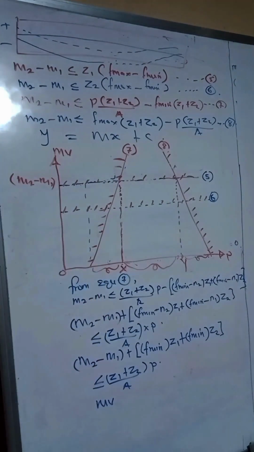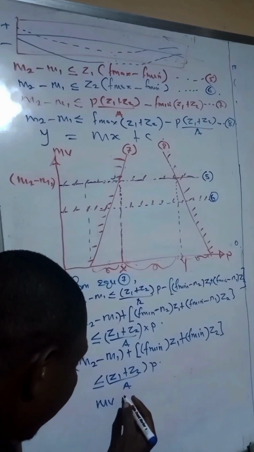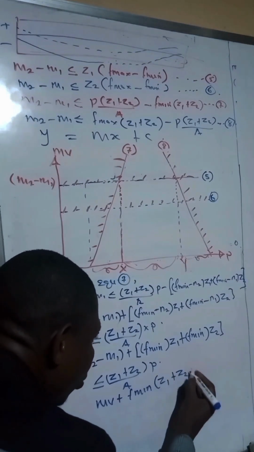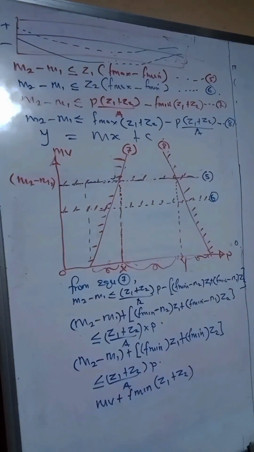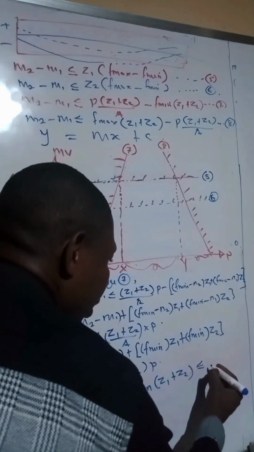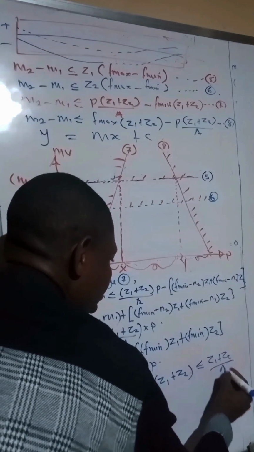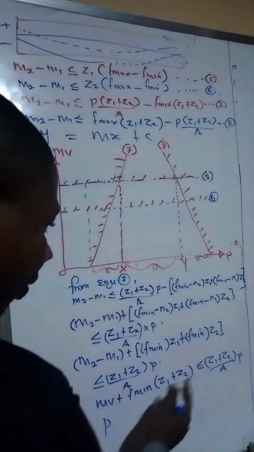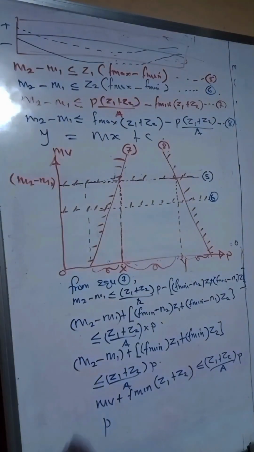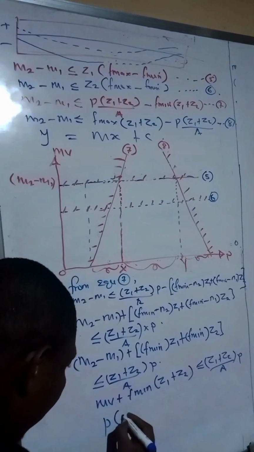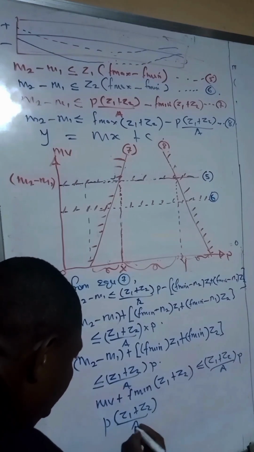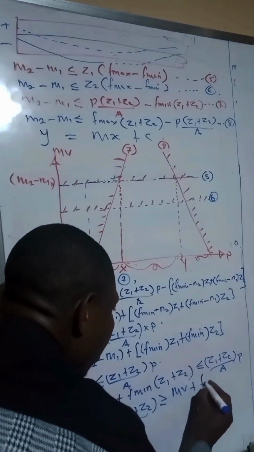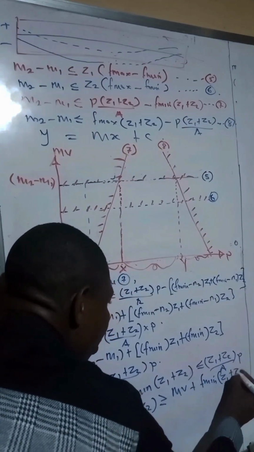If we work this out properly, we should have this bringing out MV plus F minimum bracket Z1 plus Z2. Then we have this to be lesser than Z1 plus Z2 over A bracket P. So if this is lesser, we can say that P bracket Z1 plus Z2 over A is greater than our moment variation M plus F minimum bracket Z1 plus Z2.